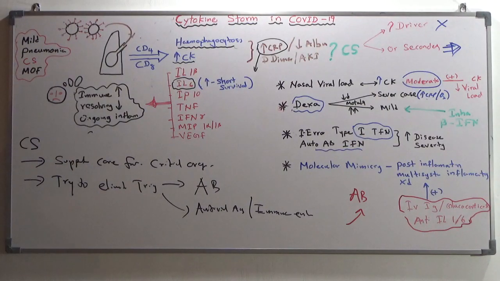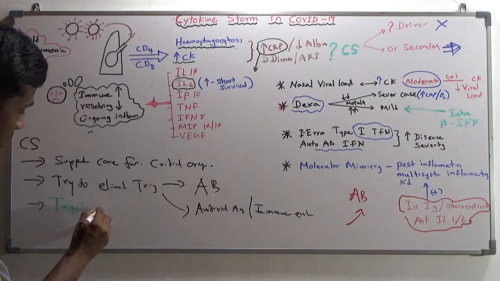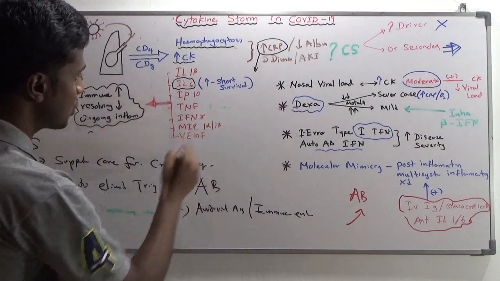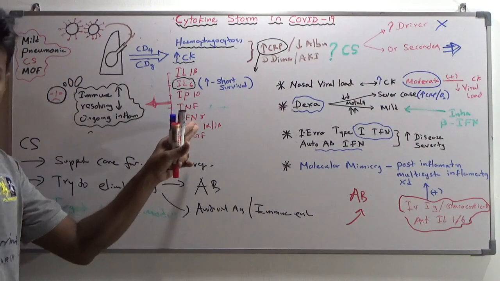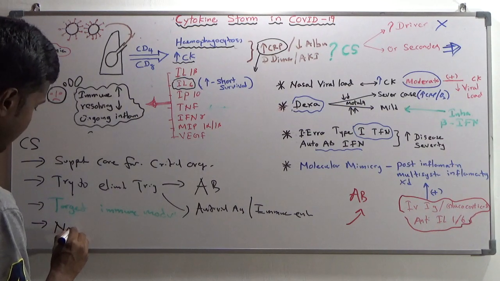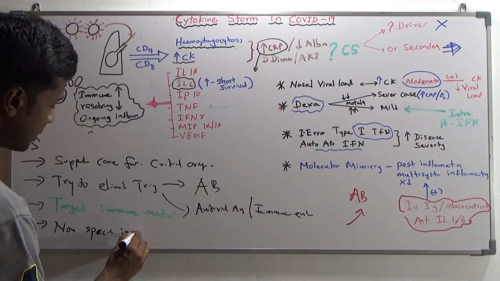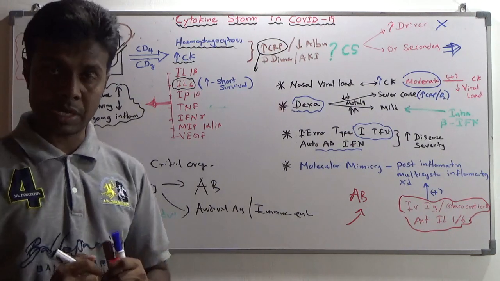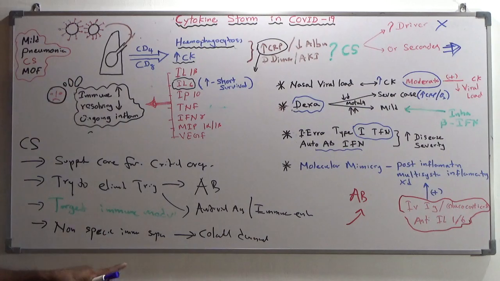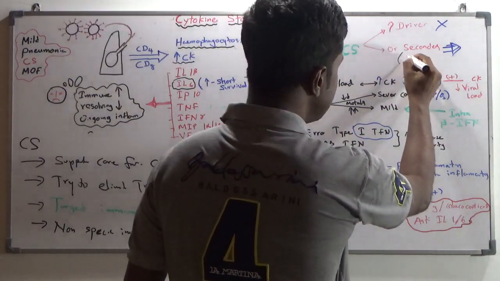Third thing is you can start targeted immune modulation. You can block those cytokines separately: tumor necrosis factor, interferon, interleukin. You can block those cytokines separately with various kinds of drugs. So you can have targeted immune modulation or non-specific immune suppression. Why do you need non-specific immune suppression? To stop the collateral damage. To stop the collateral damage, you can use non-specific immune suppression. The secondary thing means the collateral damage.